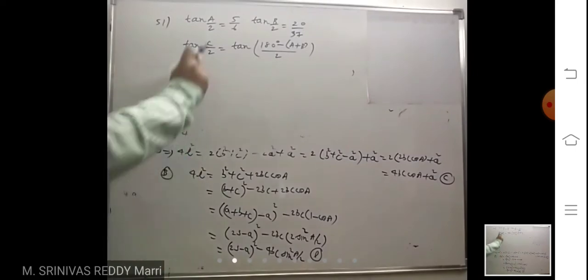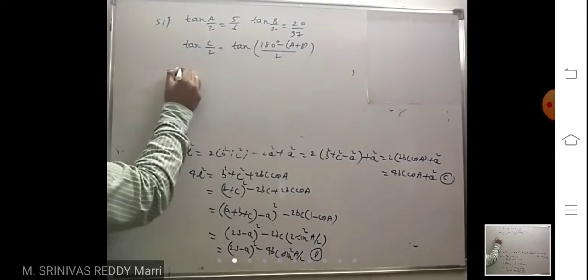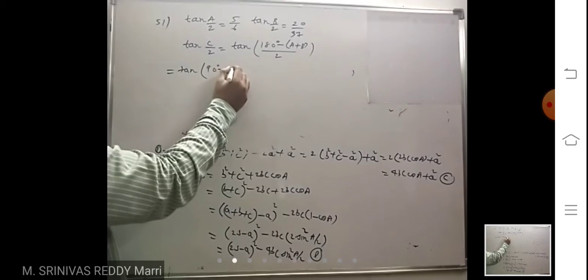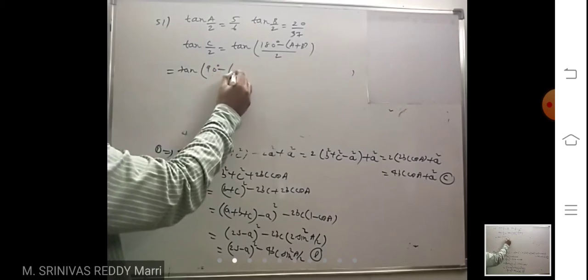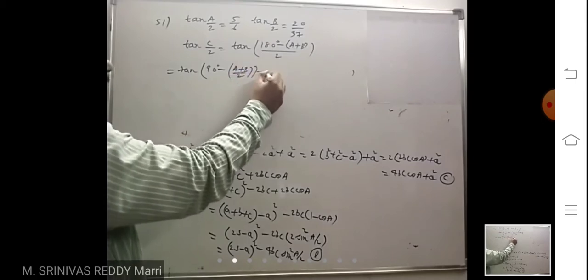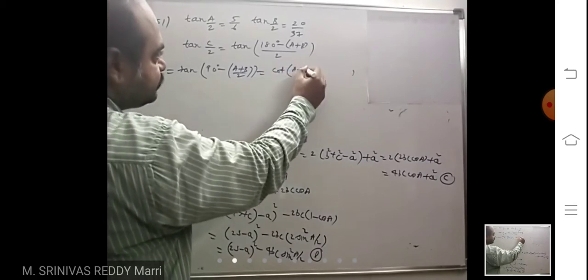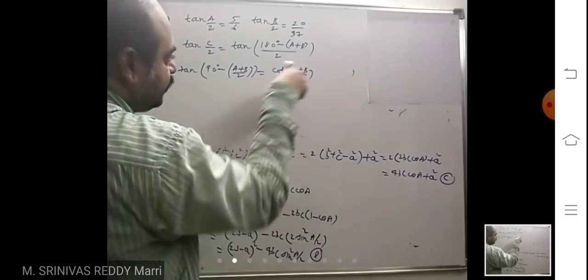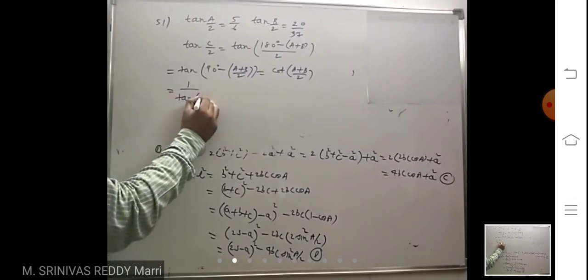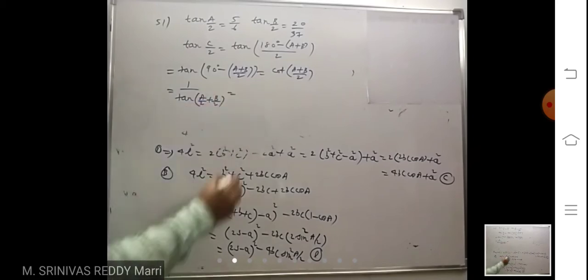C is nothing but, since you know A and B, I can write it like 180 minus of A plus B. So C by 2 is nothing but 90 degree minus of A plus B by 2. Right? 90 minus theta is what? Cot of A plus B by 2. This is nothing but 1 by tan of A by 2 plus B by 2.